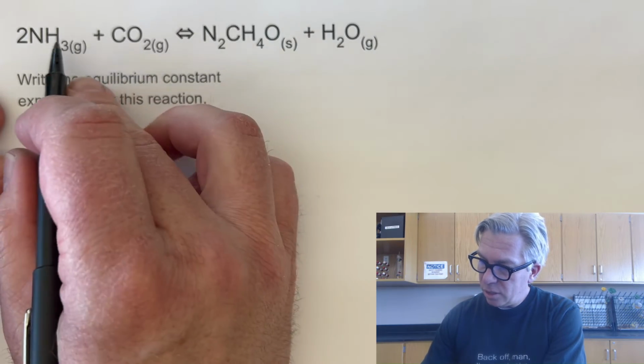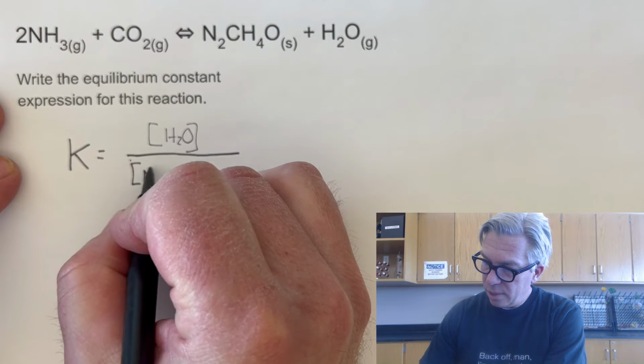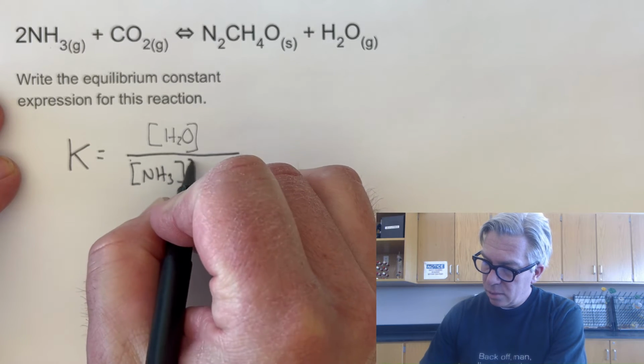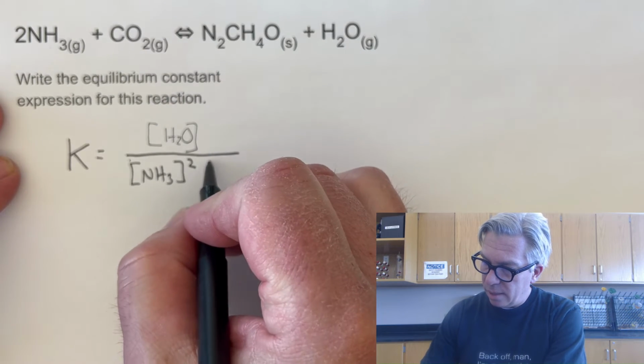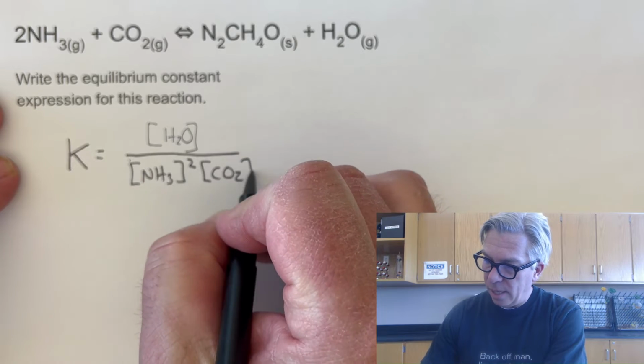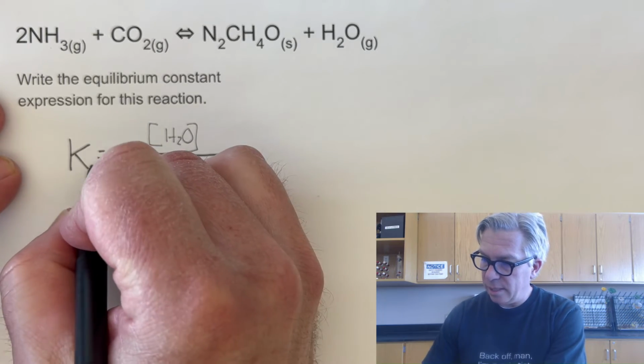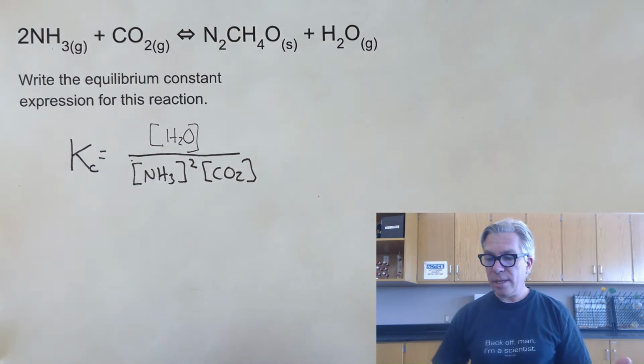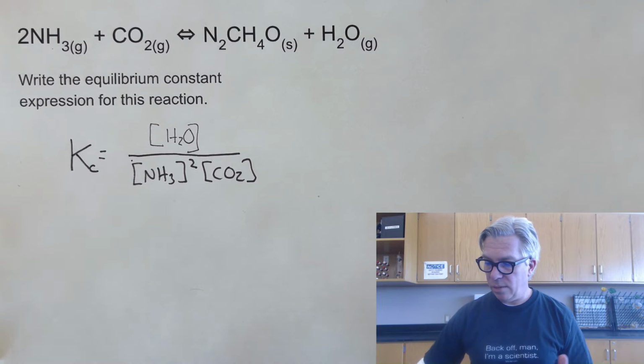And then I'm going to have these two at the bottom. So NH3 squared, because there's a 2 there, and the CO2 at the bottom. So we'll call this Kc or Keq. And again, just leave out the solids and or the liquids.